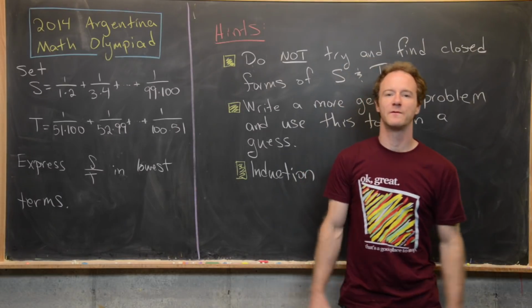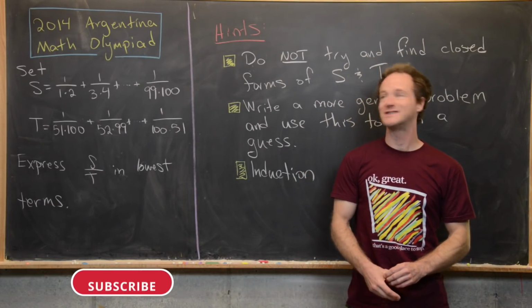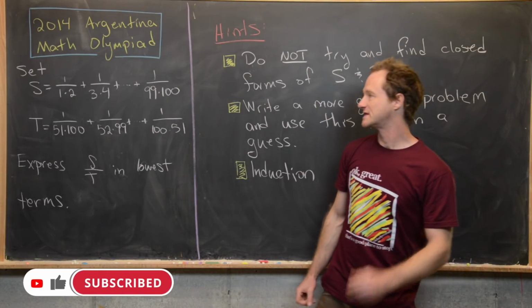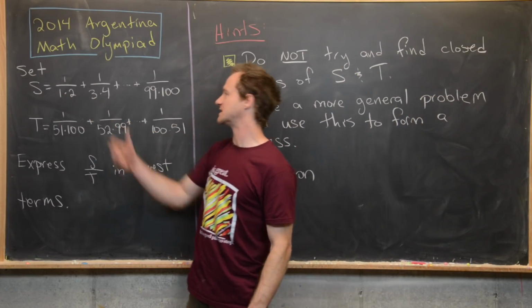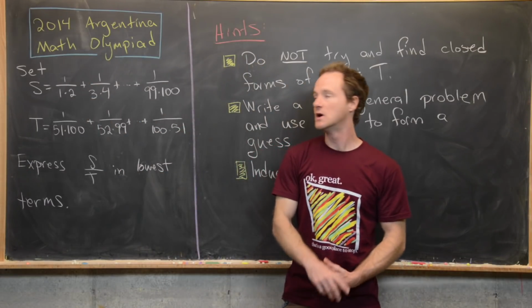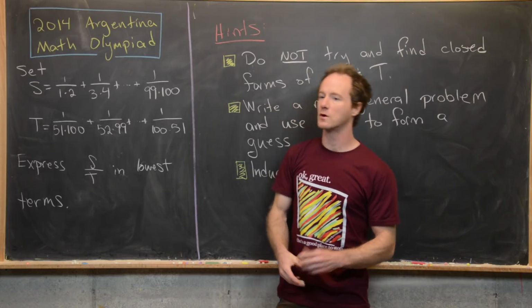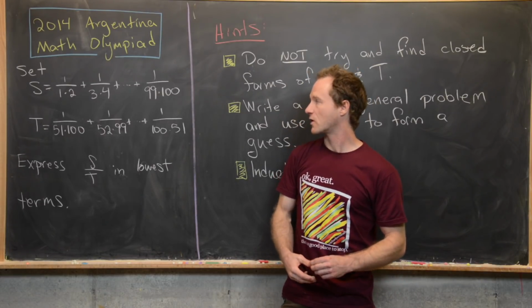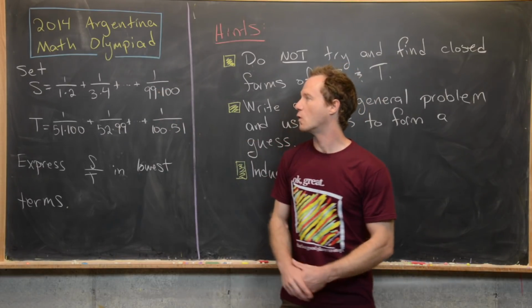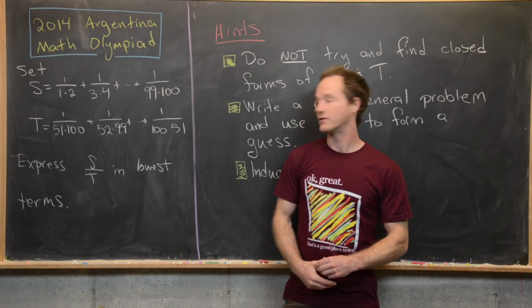Here we're going to look at a problem from the 2014 Argentinian Math Olympiad. So let's look at the statement. We want to set capital S equal to the sum of 50 terms given by 1 over 1 times 2 plus 1 over 3 times 4 plus 1 over 5 times 6 and so on and so forth, all the way up to 1 over 99 times 100.